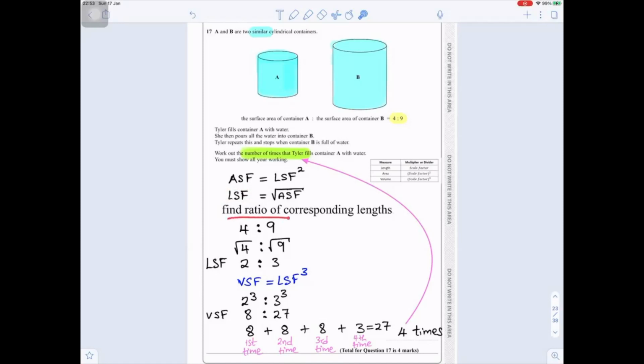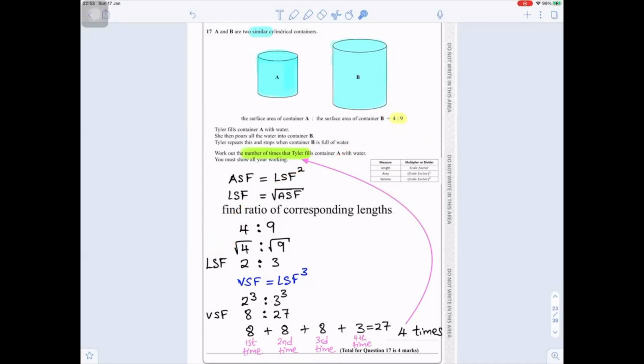So you want to find the ratio of corresponding lengths. The ratio is 4:9 for the area. So to get it for length, we have to do the square root, because it's area. So square root of 4 is to square root of 9. So the length scale factor will be square root of 4 is 2, square root of 9 is 3. So we are given area scale factor 4:9. To change it to length scale factor, we square root, because area is squared.